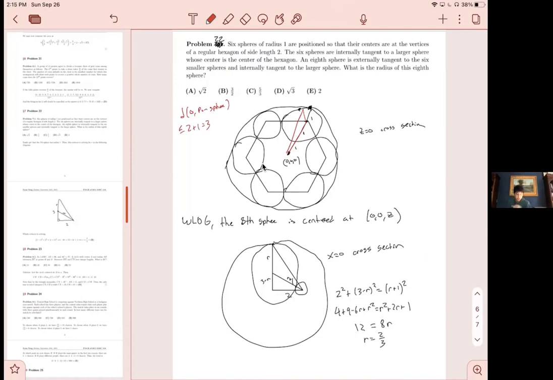And then we set up the 7th sphere. And then after that, we just draw in the 8th sphere. And we have 2 bounds on it now. We have that if its radius is r, it's 3 minus r above the hexagon. And we also know its distances to the vertices of the hexagon in terms of the radius by the external tangency condition, and you solve. All right.